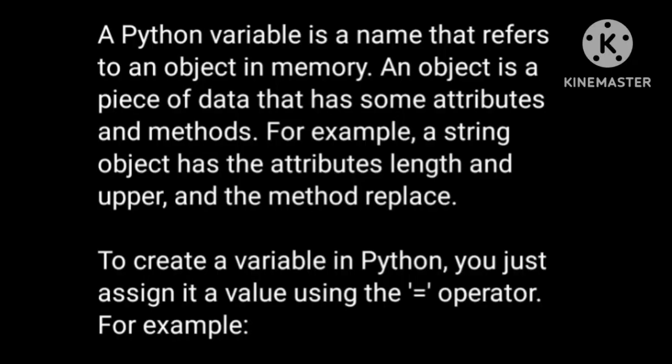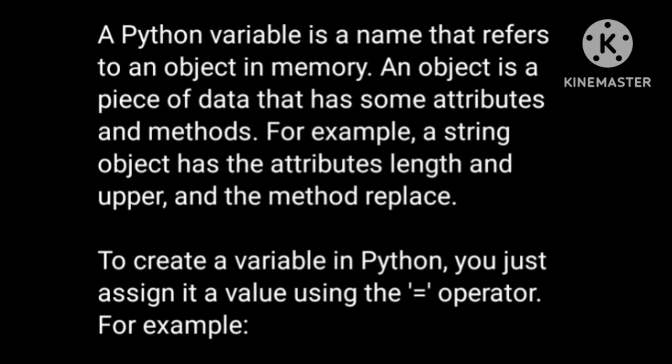A Python variable is a name that refers to an object in memory. An object is a piece of data that has some attributes and methods. For example, a string object has the attributes length and upper, and the method replace.